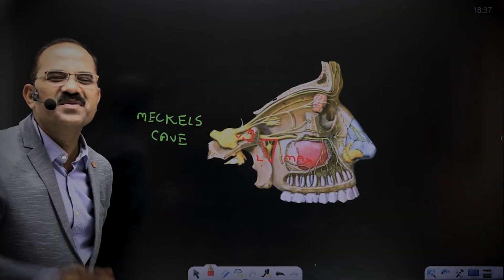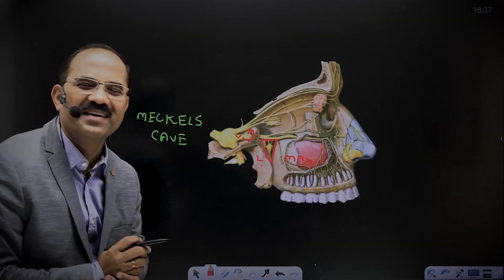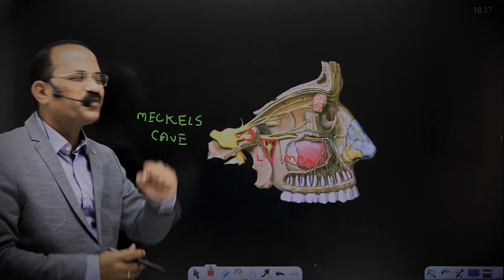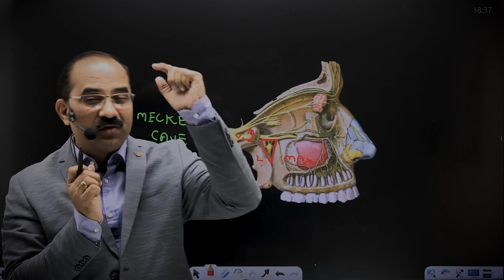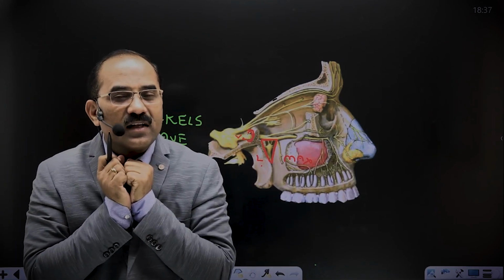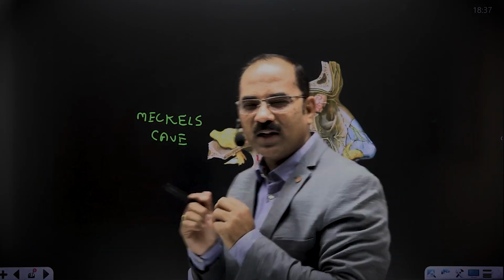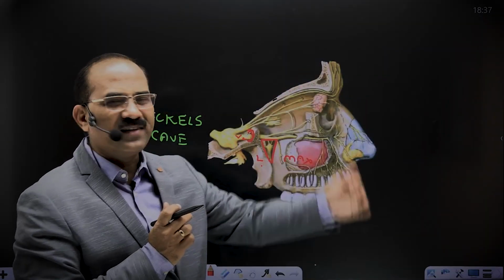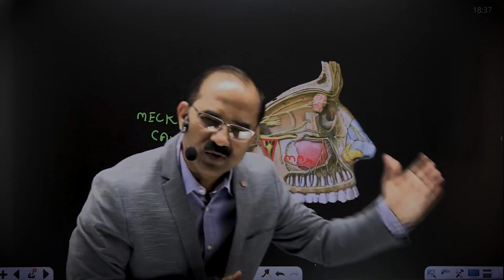We have seen this in the previous lecture. So what is this fossa? I told you we were sitting in the infratemporal fossa. In the previous lectures, we were sitting in the infratemporal fossa. I look lateral. What do I find? The ramus of the mandible. I look medial. What do I find? I find the pterygopalatine fossa, right?